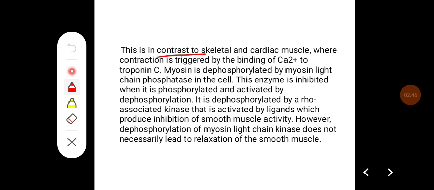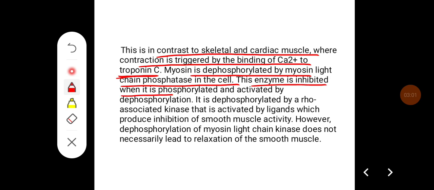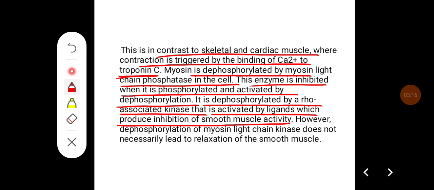This is in contrast to skeletal and cardiac muscle where contraction is triggered by binding of calcium to troponin C. Myosin is dephosphorylated by myosin light chain phosphatase in the cell. This enzyme is inhibited when it is phosphorylated and activated by dephosphorylation. It is phosphorylated by Rho associated kinase that is activated by ligands which produce inhibition of smooth muscle activity.